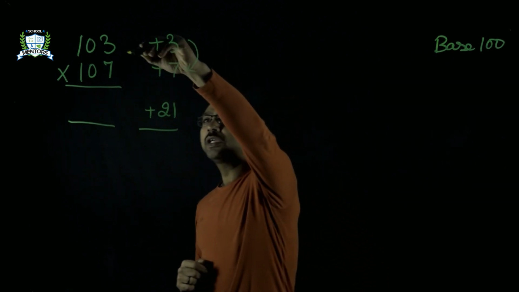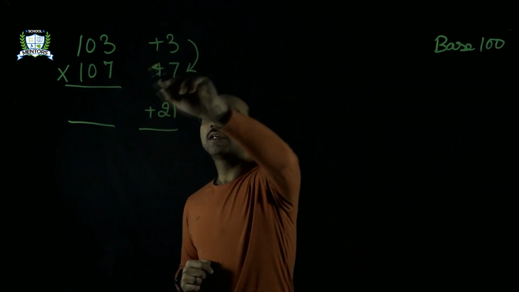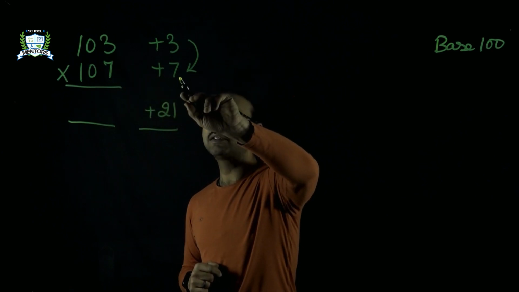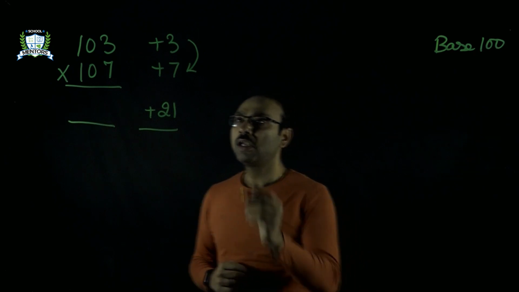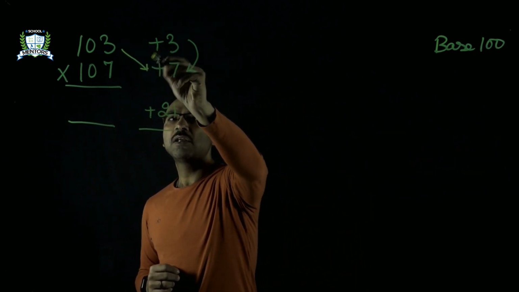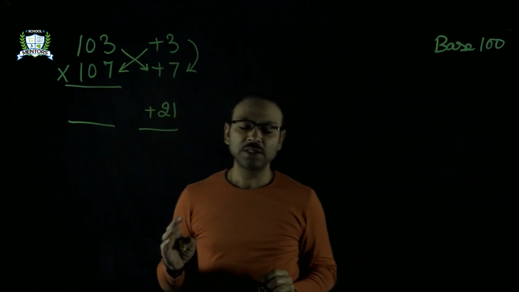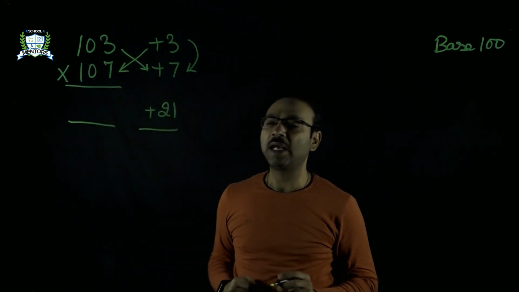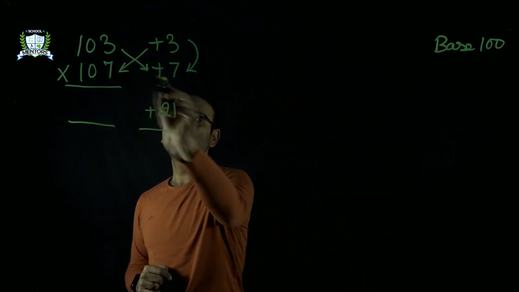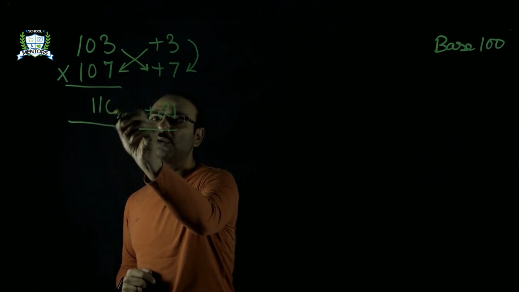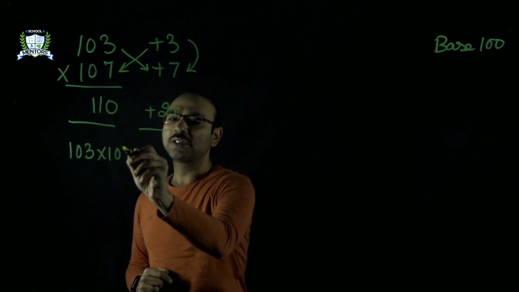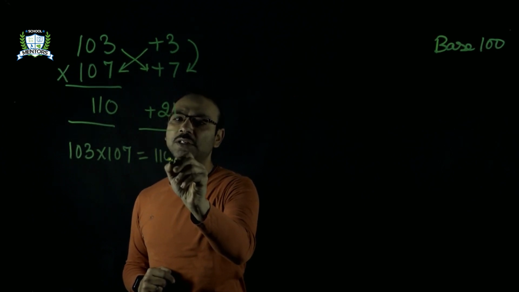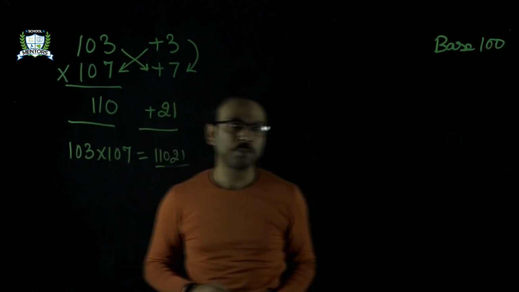Now if we look at this together, 103 plus 7 is 110 and 107 plus 3 is again 110. So whether we take this diagonal or this diagonal, just add the second number to the initial number. We write the answer. So 103 plus 7 is 110. So the answer for 103 multiplied by 107 is equal to 11021. That is our right answer.